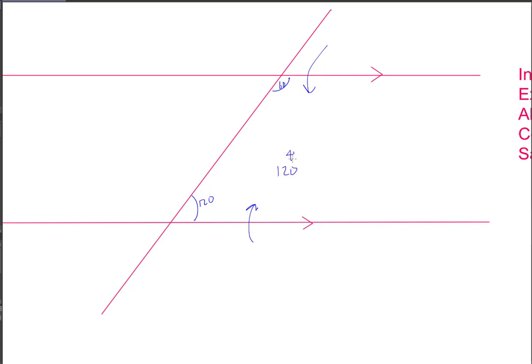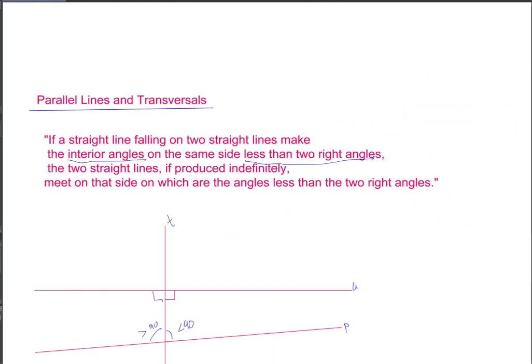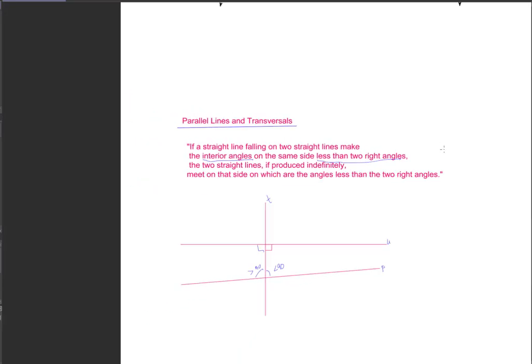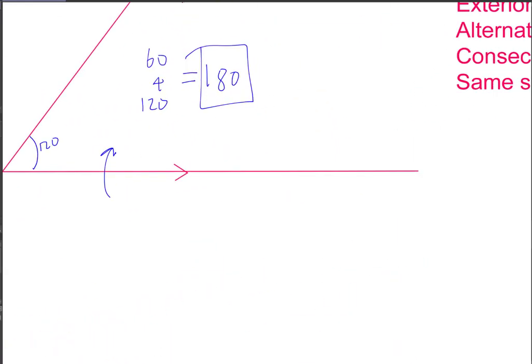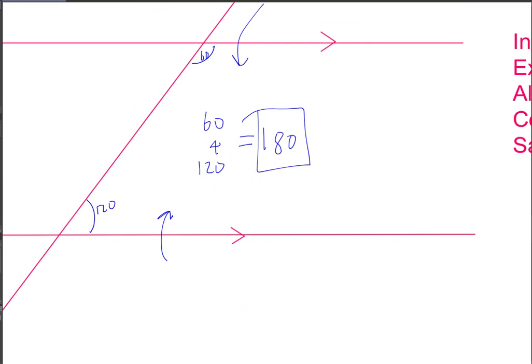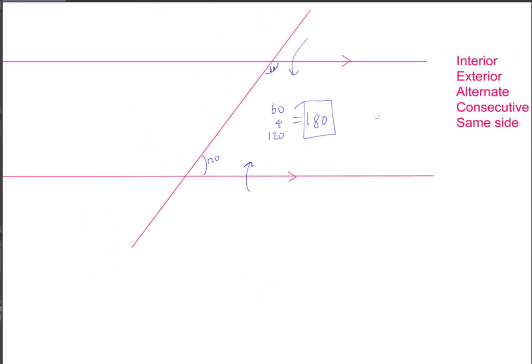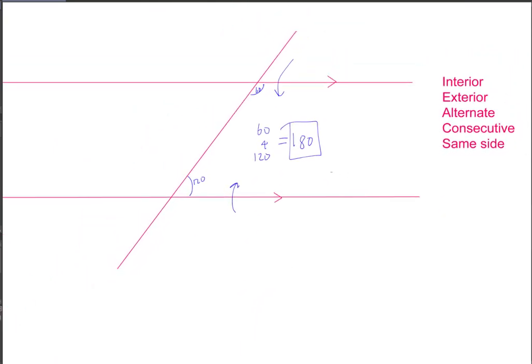120 plus 60 is equal to 180, or to put it a different way, is equal to the two right angles that he mentioned here. He said falling on two straight lines make the interior angles on the same side less than two right angles. Well, in this case, if they are equal to two right angles exactly, that is going to make the lines parallel.